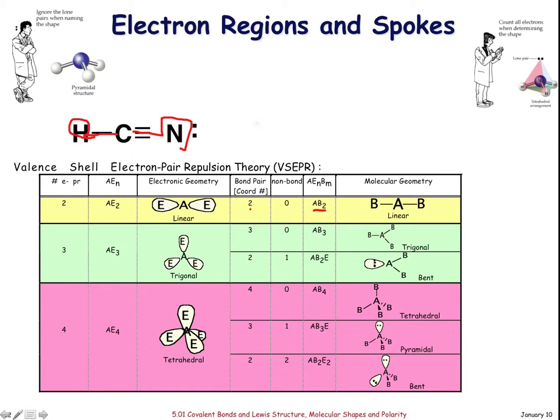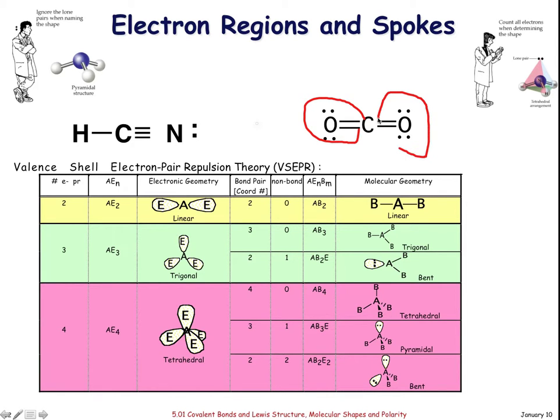Another example would be carbon dioxide. If you take a look at the central atom, there's 1 region, 2 regions. So we're here, it's linear in terms of its electronic geometry, it's AE2. And if we look at the molecular geometry, there are 2 atoms at the end of these regions, no lone pairs. This would be lone pairs right here, LP. Non-bonded would be 0, and so we would have an AB2, it would also be linear.